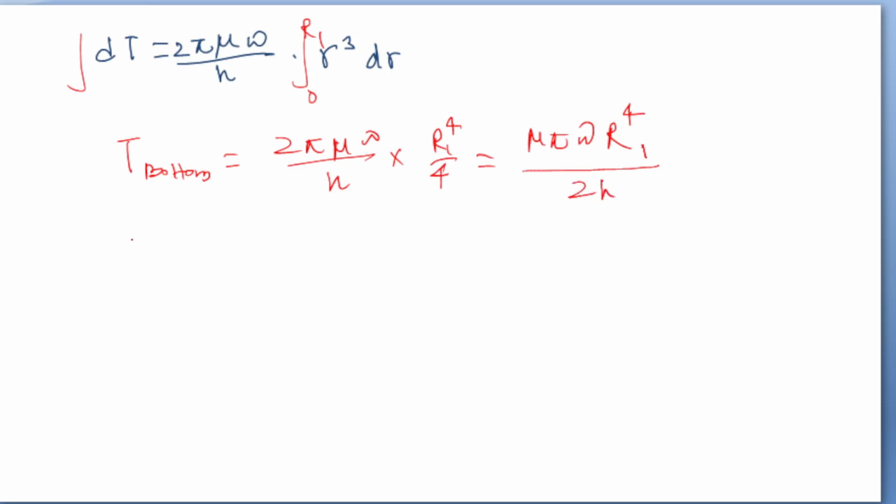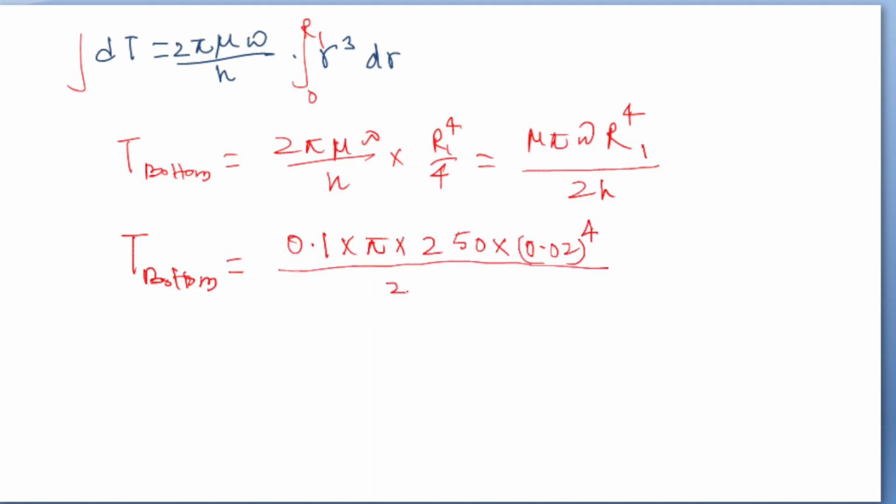If we substitute the values, the torque at the bottom is mu, which is 0.1, pi, omega, which is 250, r1, which is 2 centimeter, that is 0.02, raised to the power 4, divided by 2h, which is 1 into 10 to the power minus 3. So this comes out to be 0.0016 Newton meter.